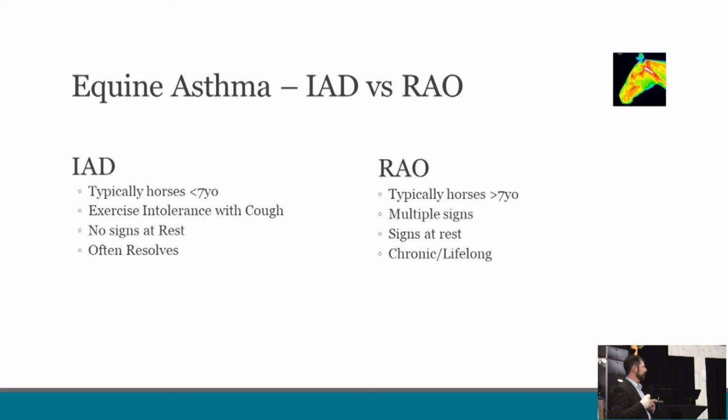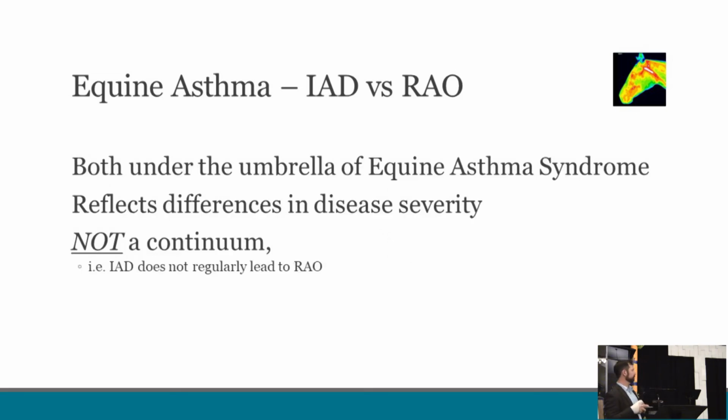Recurrent airway obstruction, on the other hand, typically affects horses that are over 7 years of age. It will have multiple signs, and you will see signs at rest. It is a chronic and lifelong condition. Like I mentioned, they're both under the umbrella of equine asthma syndrome, but this reflects a difference in disease severity. It's important to realize that this isn't a continuum. In other words, horses that have inflammatory airway disease do not often progress to develop recurrent airway obstruction.